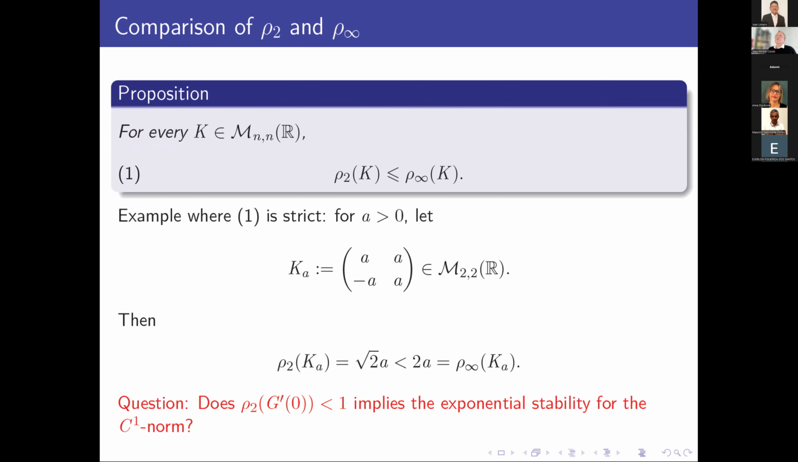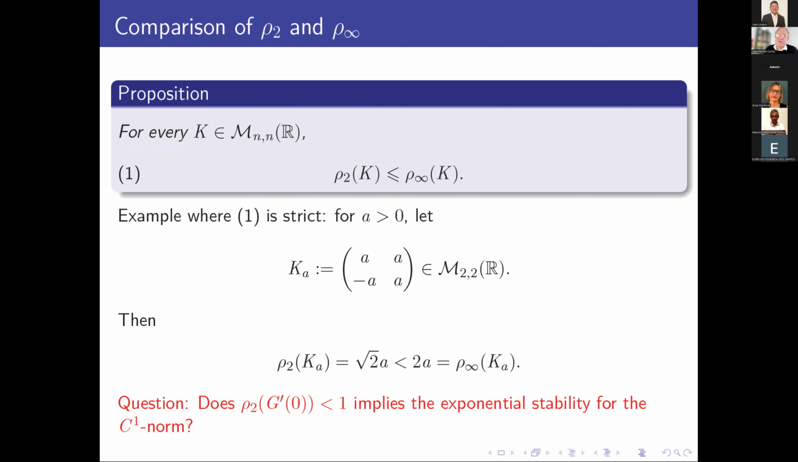And if you compare rho 2 of K and rho infinity of K, this is a sufficient condition for the exponential stability for the C^K norm. Then you have rho 2 of K is always less or equal than rho infinity of K. So our sufficient condition is weaker. And you have cases where the inequality is strict.